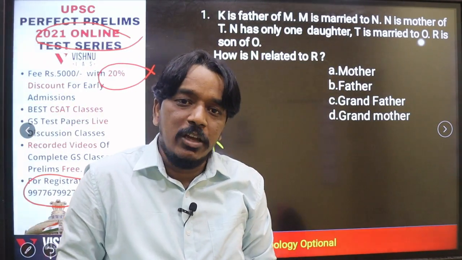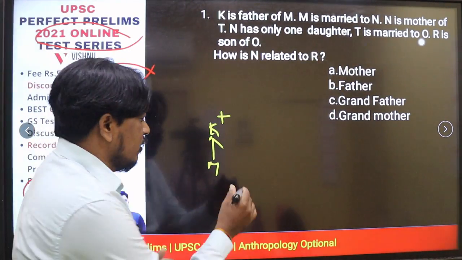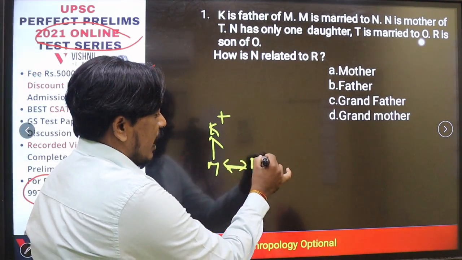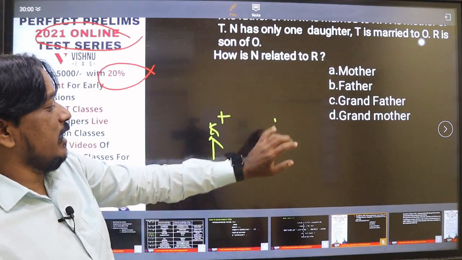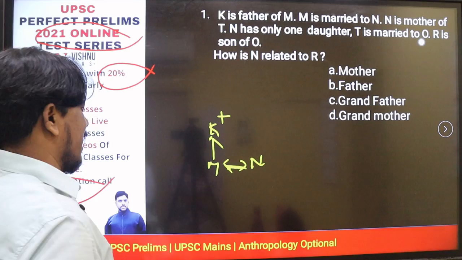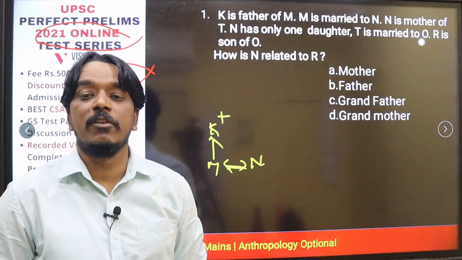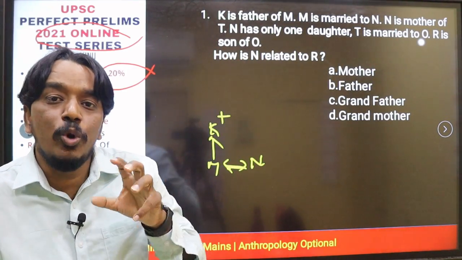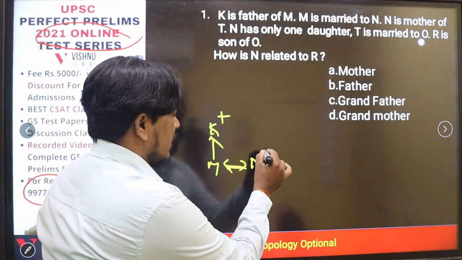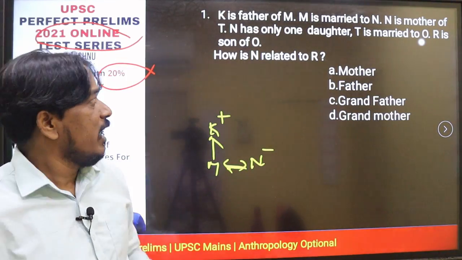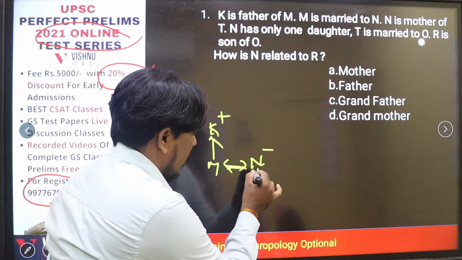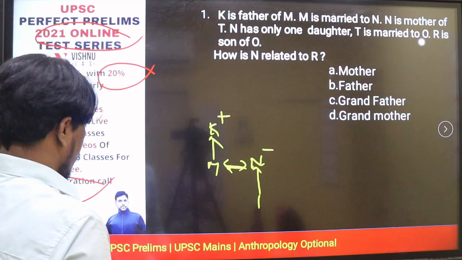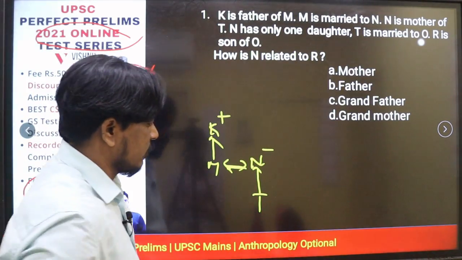M is married to N. If myself is M and I am marrying N, we both are in the same generation, couples. We have to take like this. So M is married to N. Clear? But particularly in this point, we don't know exactly whether M is male or female, or N is male or female. We cannot assume anything. The next point, N is the mother of T. Here who is mother? N is a mother, which means a female. N is the mother of T. Mother should be in the above generation for T. This is T here. So if you observe, this is T.